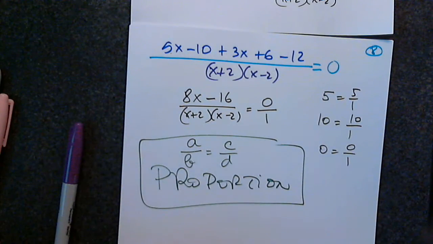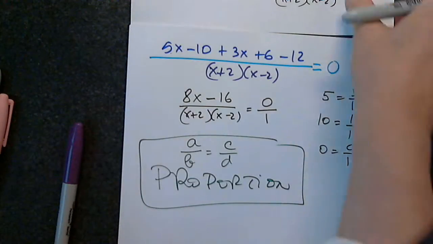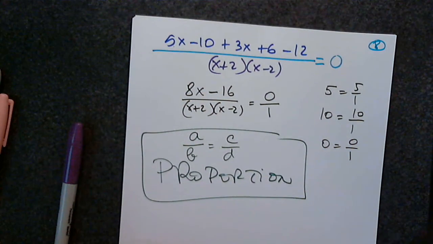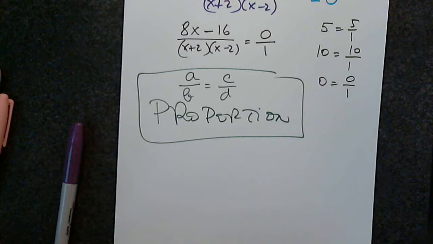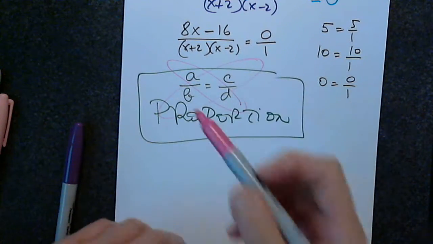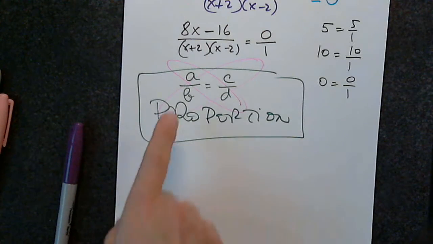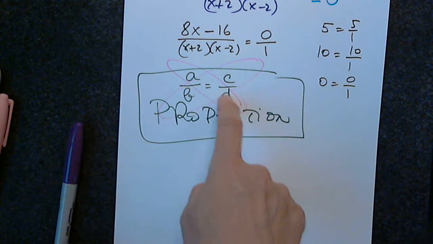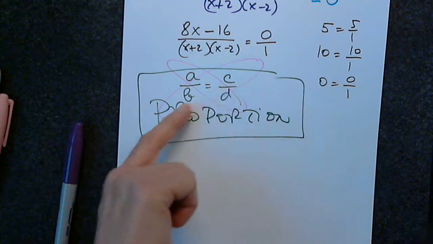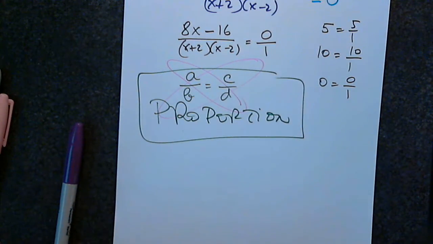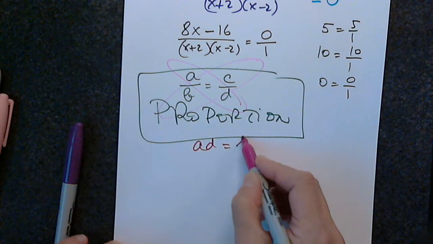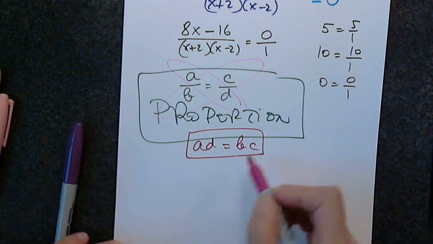Extremely important concept, again for your notebook. Why is this so important? Because only in a proportion can we apply something. What is that something? Excellent. Only in a proportion we can cross multiply. So this product equals this product. So AD equals BC, only in a proportion.